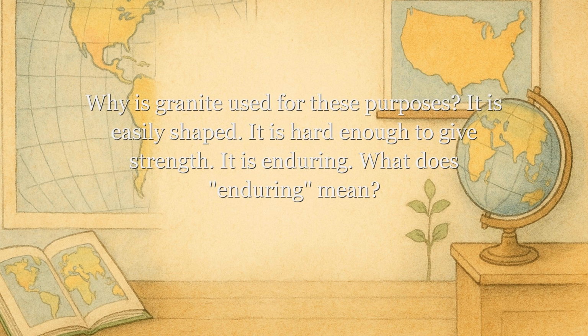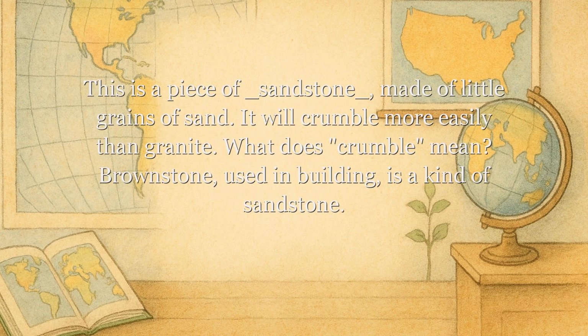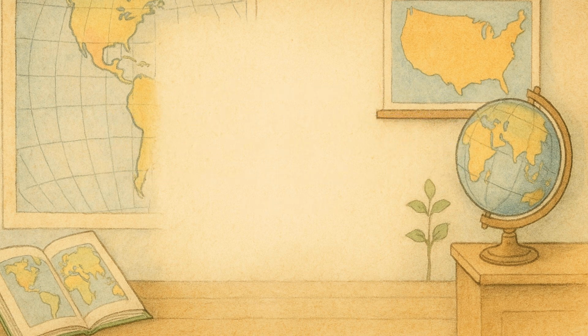Why is granite used for these purposes? It is easily shaped. It is hard enough to give strength. It is enduring. What does enduring mean? This is a piece of sandstone made of little grains of sand. It will crumble more easily than granite. What does crumble mean? Brownstone, used in building, is a kind of sandstone.